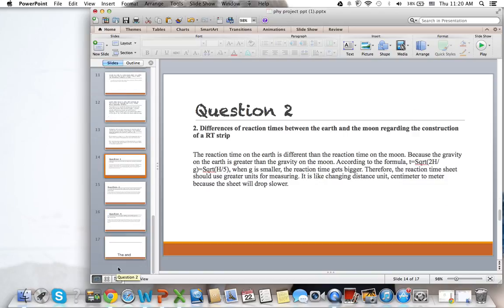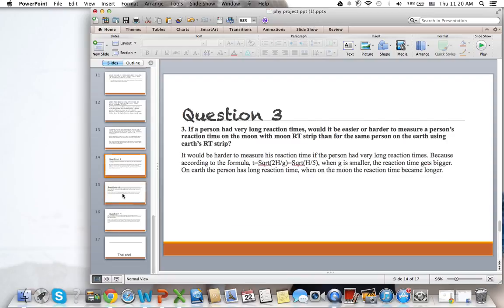Question 2. Differences of reaction times between the Earth and the Moon regarding the construction of an RT strip. The reaction time on the Earth is different than the reaction time on the Moon because the gravity on the Earth is greater than the gravity on the Moon. According to the formula t equals the square root of 2h over g, which equals the square root of h over 5, when g is smaller, the reaction time gets bigger. Therefore, the reaction time strips should use greater units for measuring. It is like changing distance units from centimeter to meter, because the strip will drop slower.